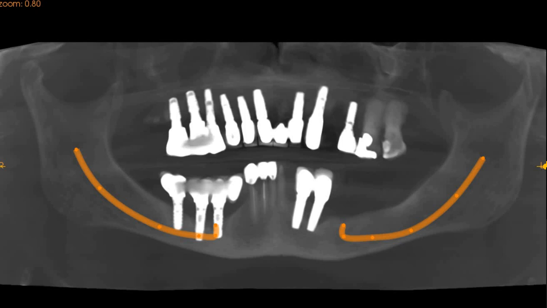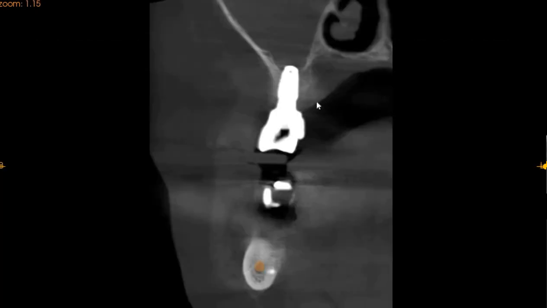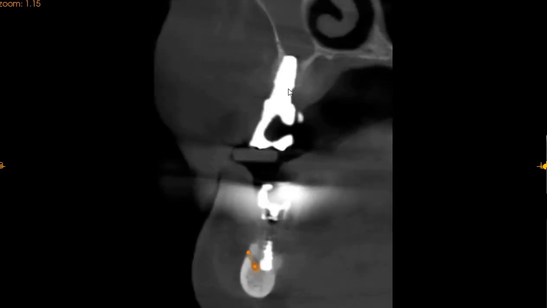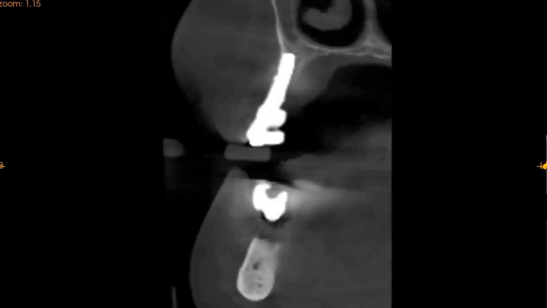We'll take you from the upper right hand side quadrant. So this is the distal most implant, which is supporting the second molar. You can see center of the ridge. We do see sinusitis associated on the right hand side. This is the implant slightly mesial, again center of the ridge. We do see a little bit of bone loss around the collar, but nothing significant.